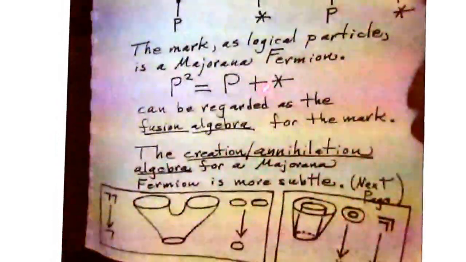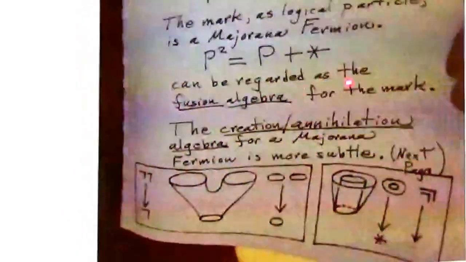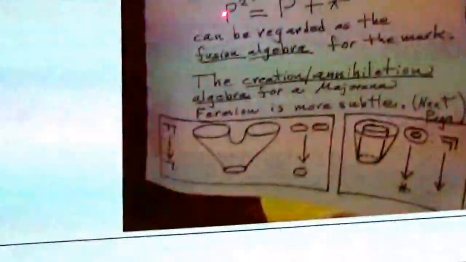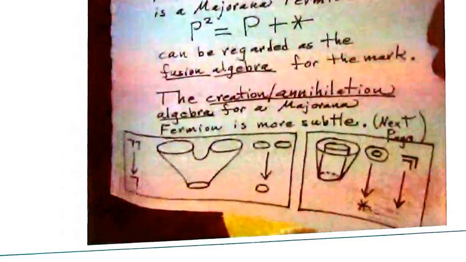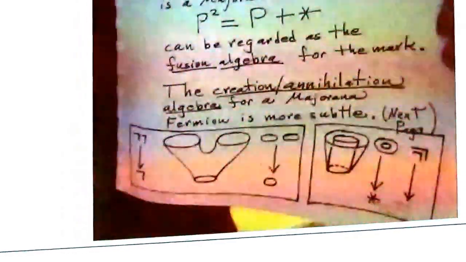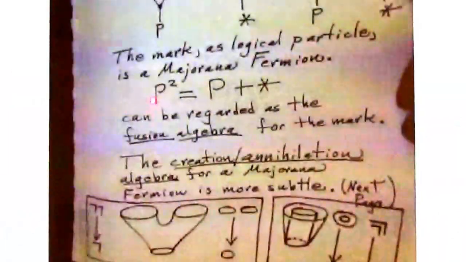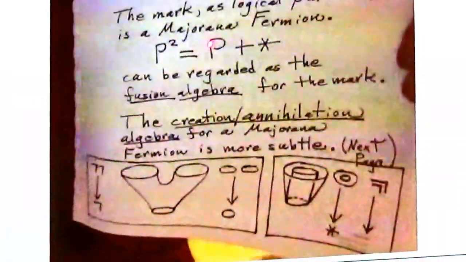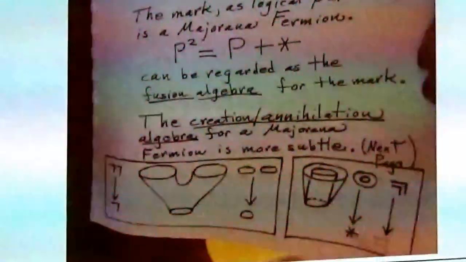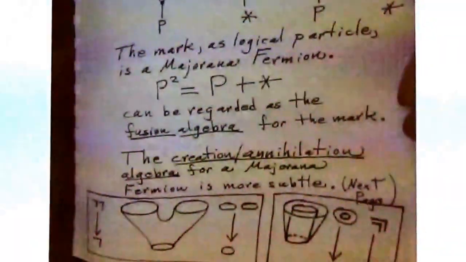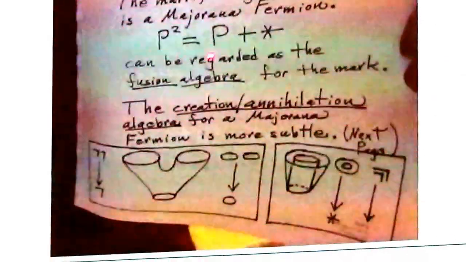P squared equals P plus star can be regarded as the fusion algebra for the mark. That is to say, P interacting with P produces P or nothing, and you can write it algebraically by writing a list of possibilities in that way. And in this case, it's a well-known quadratic equation, which is related, if you were to solve it as P squared equals P plus 1, you would find the golden ratio and Fibonacci numbers coming out. And as a result, certain physical models related to Majorana fermions are called Fibonacci models.